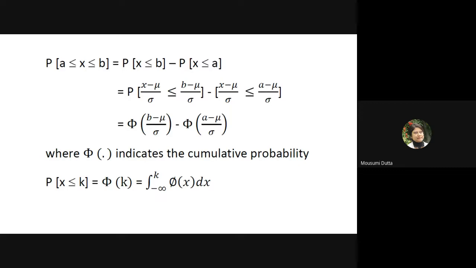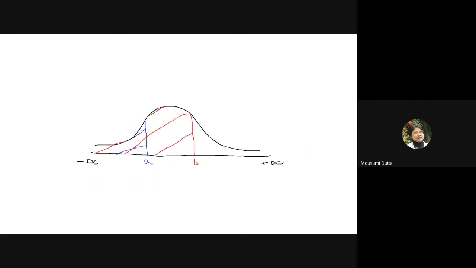Next is how we calculate the area under the curve for a typical zone. For a normal distribution, how do we calculate the area under the curve between, say, A and B, where A and B are arbitrary numbers? Next we are learning how to calculate the area under the curve within a specific range. Let's first understand the diagram. This is a normal bell-shaped curve, with a value A here and a value B here. I have to calculate the area between A and B, so I need to calculate this part.